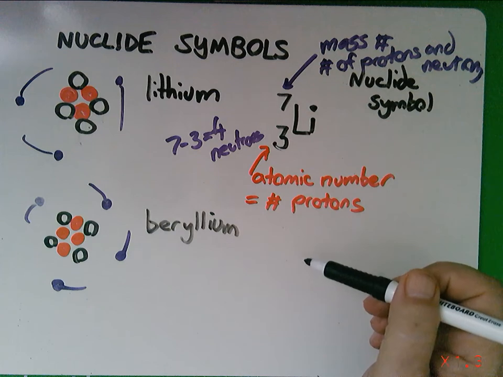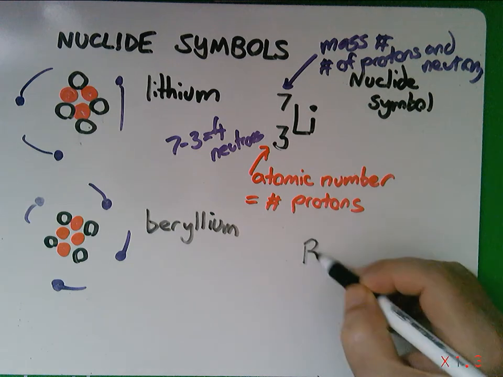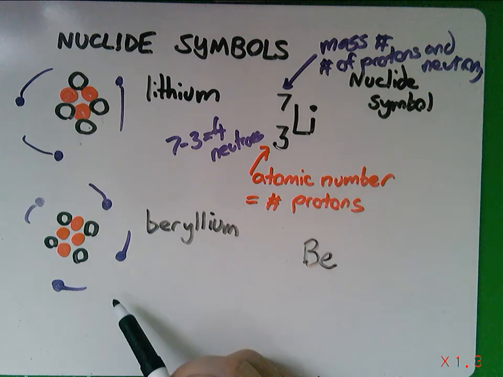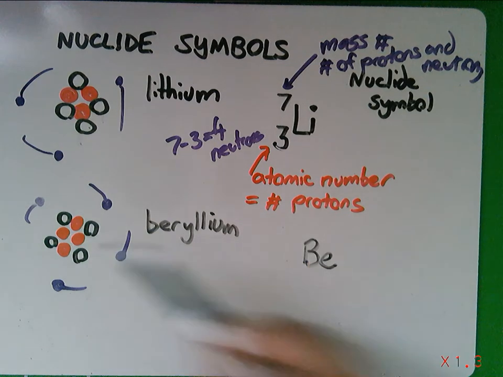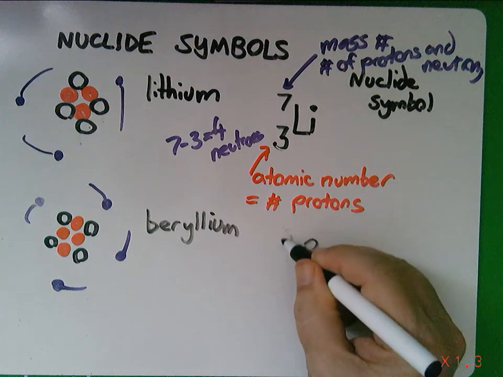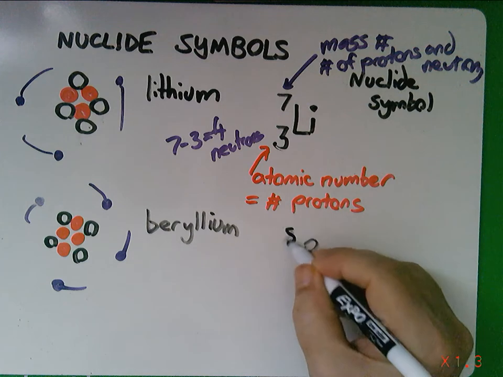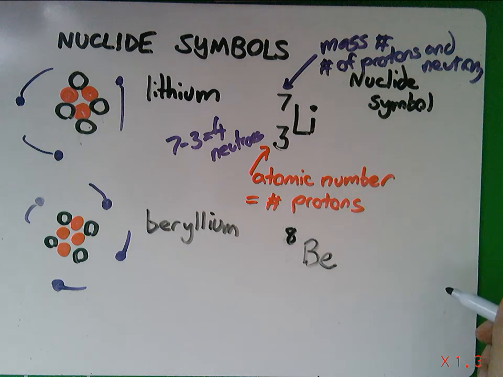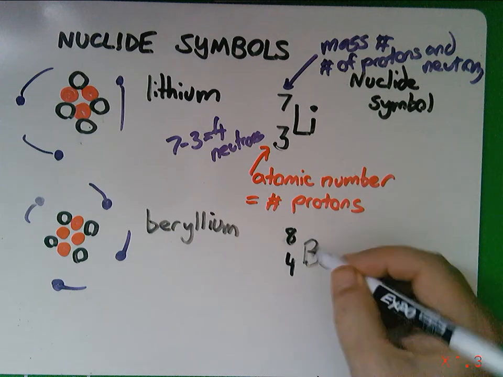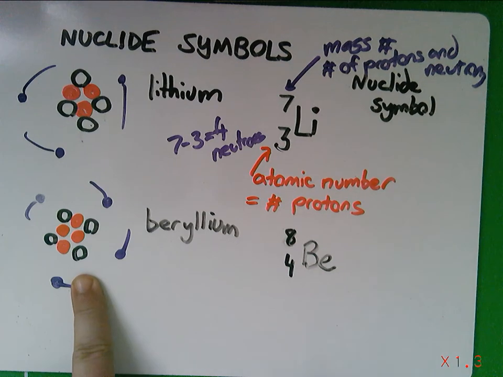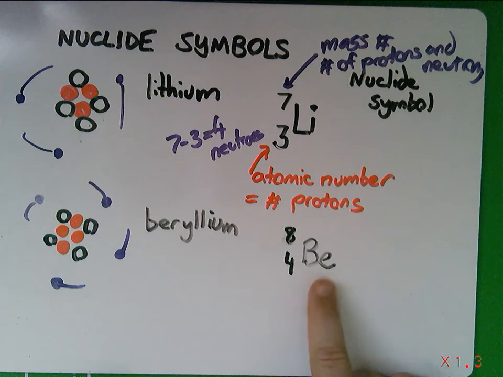Let's write down a nuclide symbol for this. It's going to have a mass number of what? There's 4 protons and 4 neutrons, so it's got a mass number of 8. Let me get another marker here. And what's its atomic number? That's the number of protons, so it's going to be 4. So here would be the nuclide symbol for this atom. This is one way to show a beryllium atom. This is another way, the nuclide symbol. So it's kind of a shorthand way to show things.